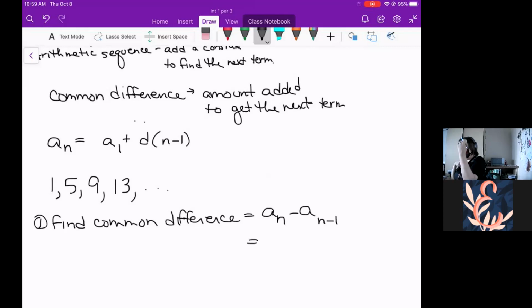Parker, give me one of the numbers up there. 5 minus 9. Okay, so 5 and 9. So the 9's in front, so you can take 9 first, minus 5 gives me what? 9 minus 5? 4. Okay, so there's my D. So D is equal to 4.